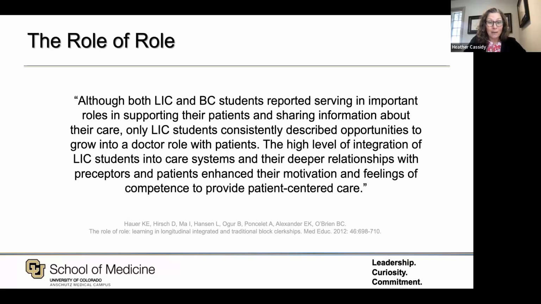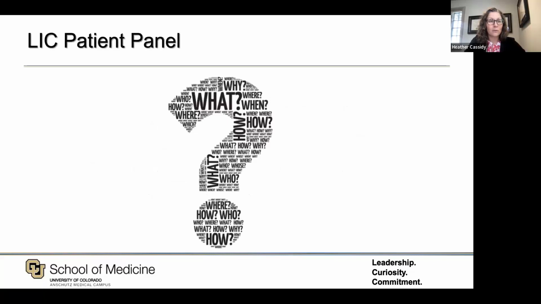Now, this doesn't happen automatically just because they're in the LIC. And so the question for us today is what we can do as LIC preceptors to really activate this role. And I'm going to argue for you that the LIC Patient Panel and how we support it as a preceptor is a big part of that.